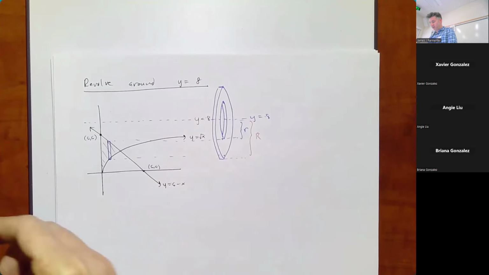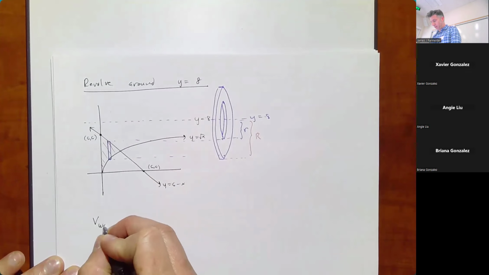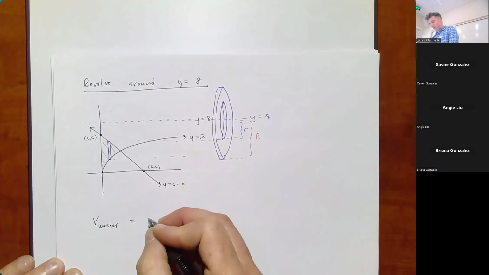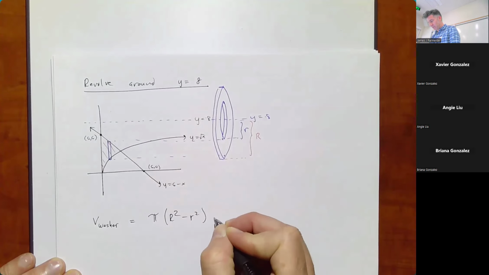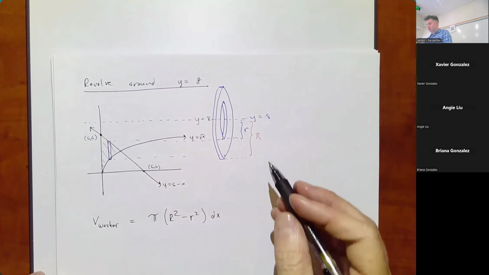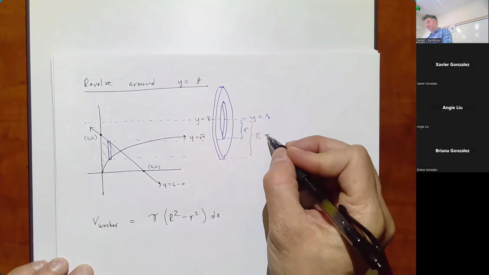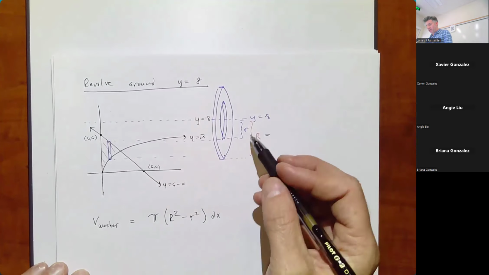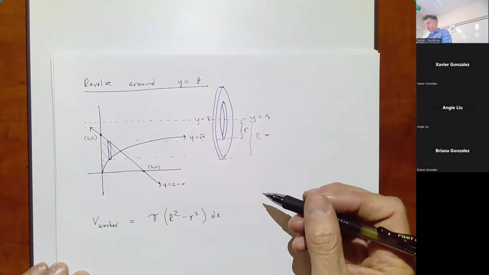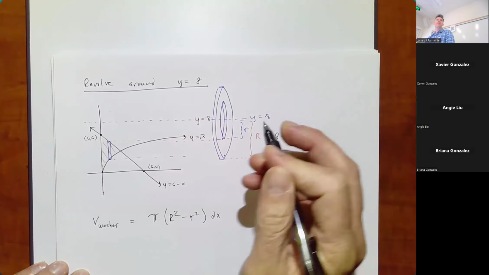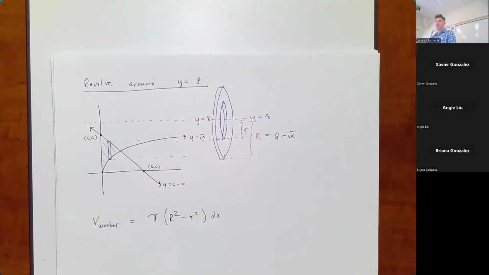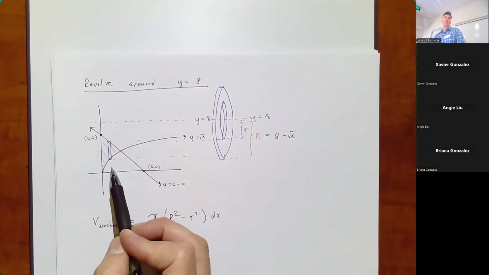So here, if I was trying to find the volume of my washer for the umpteenth time, it's still going to be pi times my big radius squared minus my little radius squared times dx. But now my large radius is the difference between my axis of rotation and my function. So it's going to be 8 minus the square root of x. And I do mean to subtract in that order, because I want to end up with a positive radius. And 8 is bigger than the square root of x on this interval.